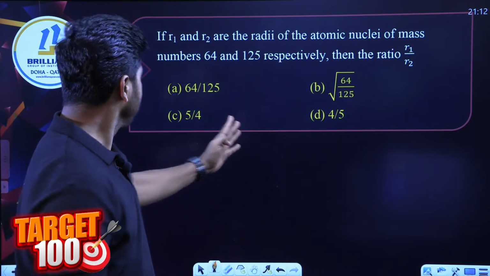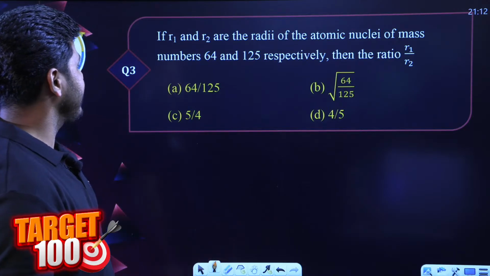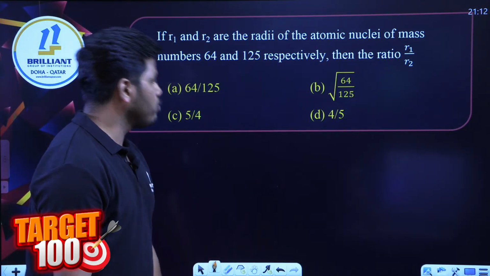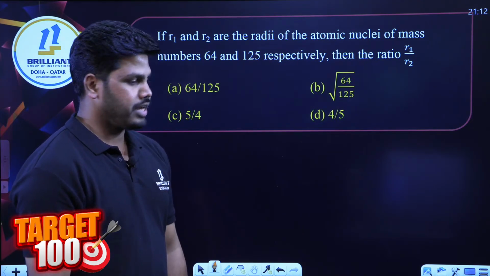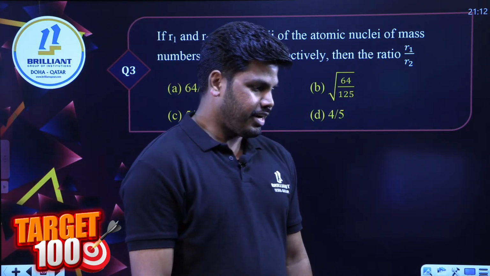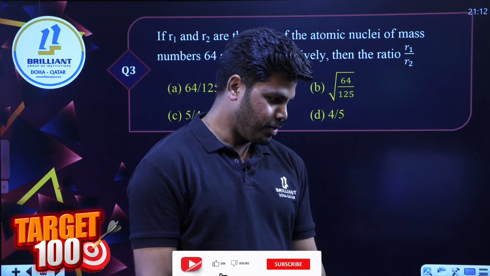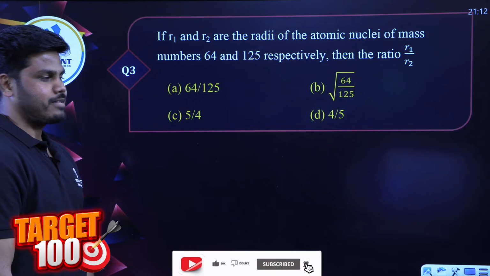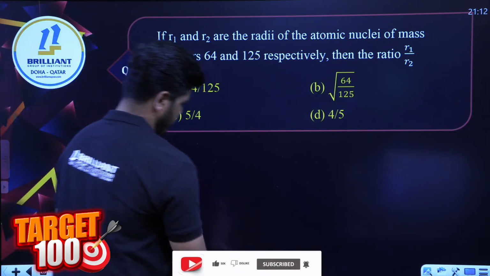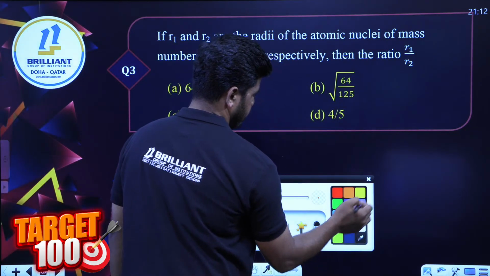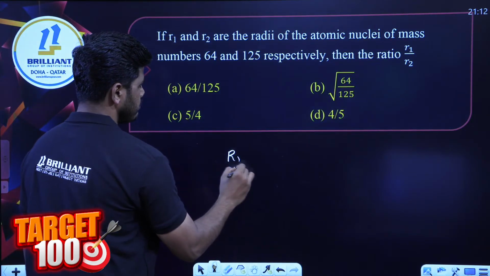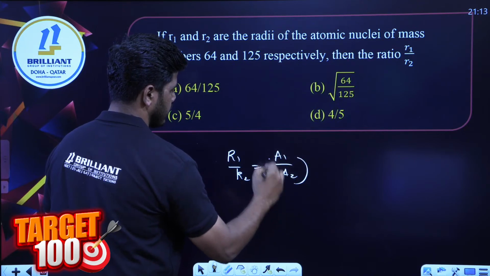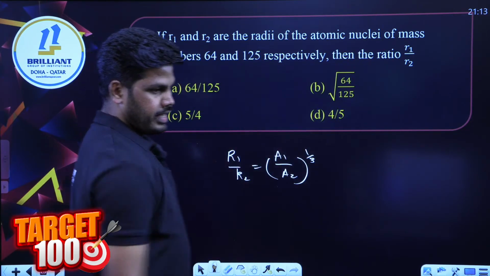It's exactly the same. If R1 and R2 are the radii of atomic nuclei of mass numbers 64 and 125 respectively, then the ratio R1 by R2. I want to get answers now onwards. R1 by R2 you are asked to find. You are given the mass number ratio directly. We can go for R1 by R2 is equal to A1 by A2 the whole raised to 1 by 3.